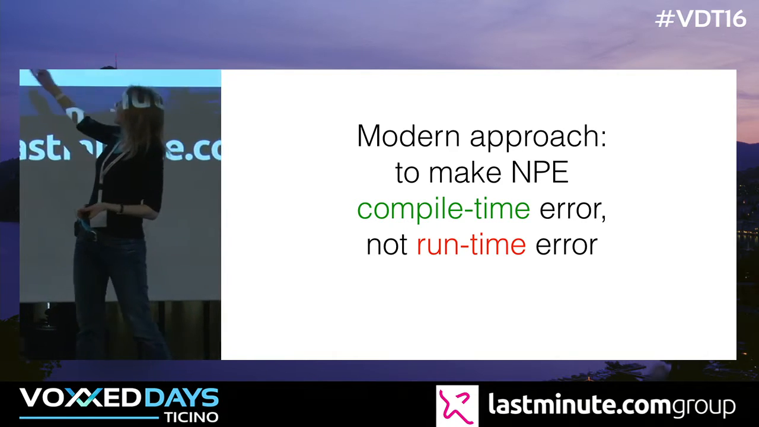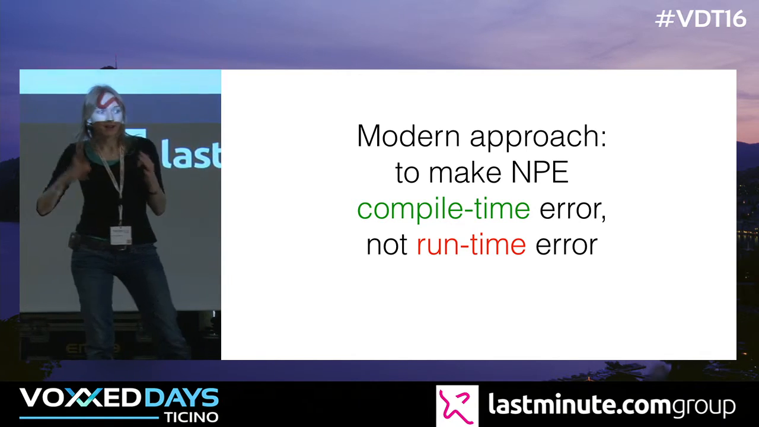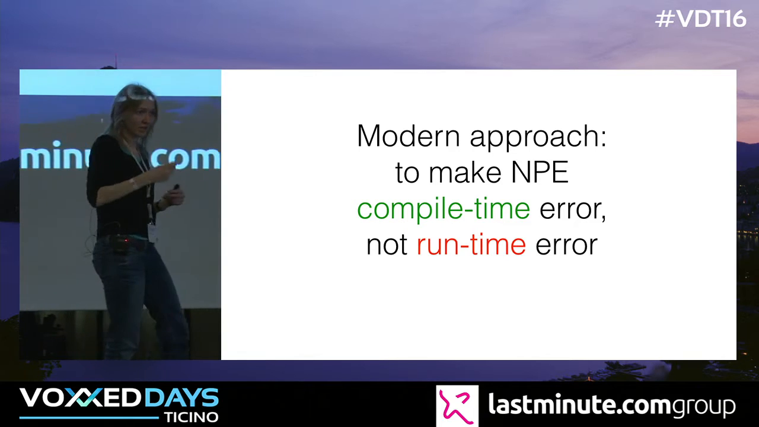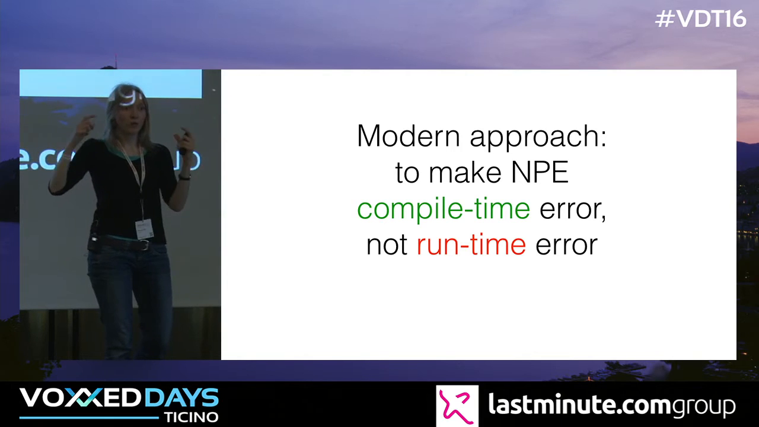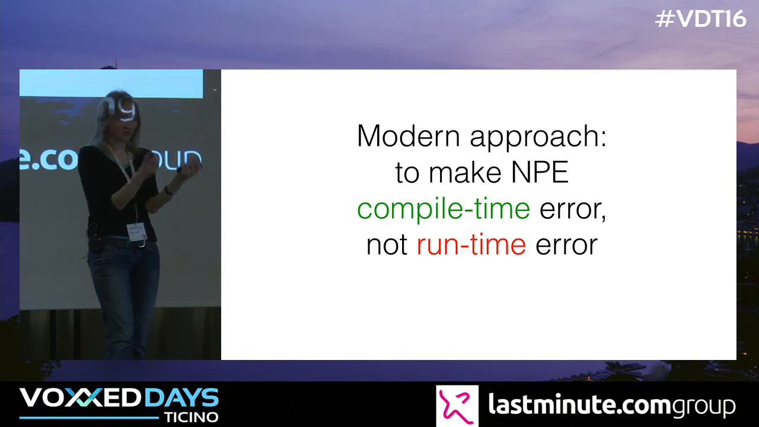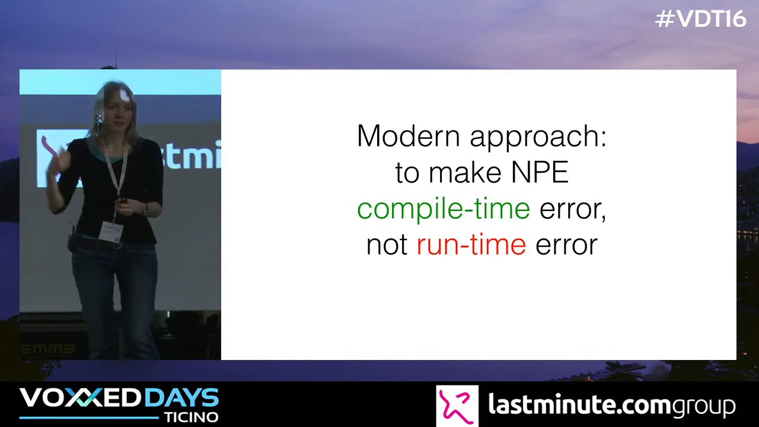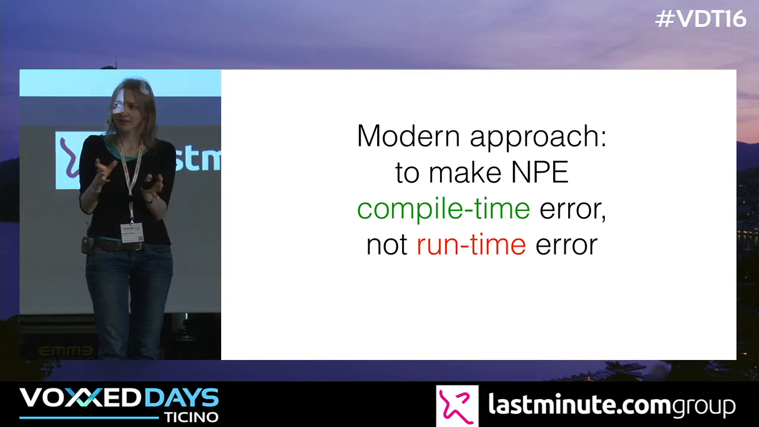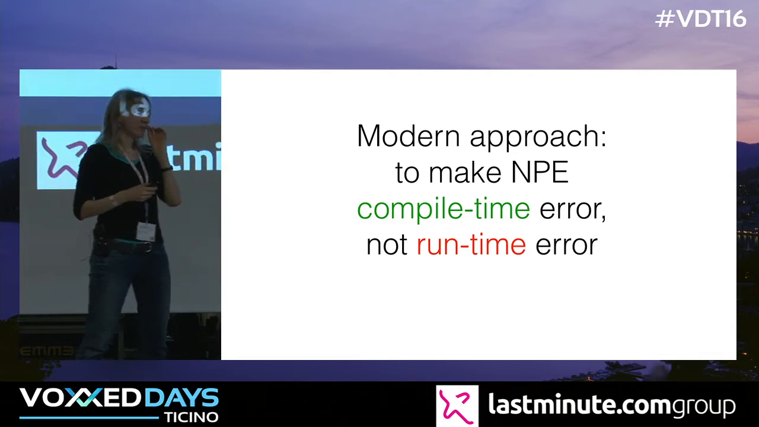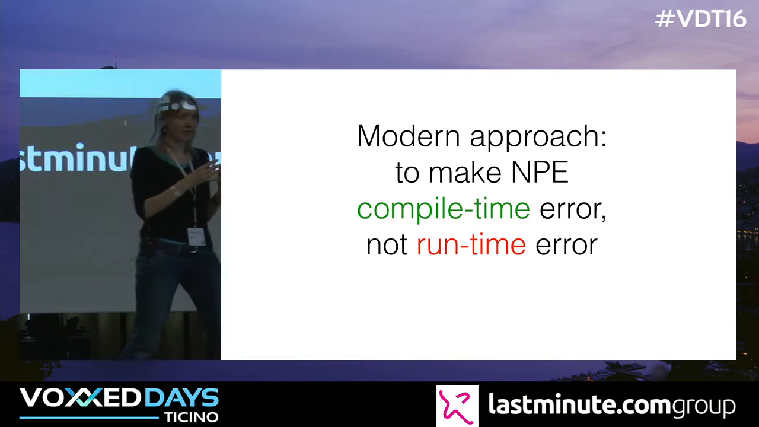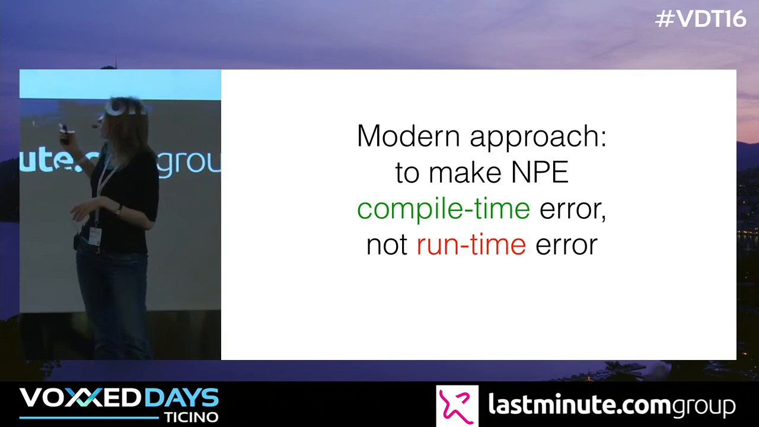So the modern approach is to make this null pointer exception not a runtime exception, not an error that happens at runtime, but a compile time error. So we want to prevent it when you write code, not when you execute it. And who knows what's the solution for this problem, for example, in Scala and Java 8? Yeah, so we have optional types, yes. But in Kotlin, we propose another solution to the same thing, and then we'll be able to compare it.